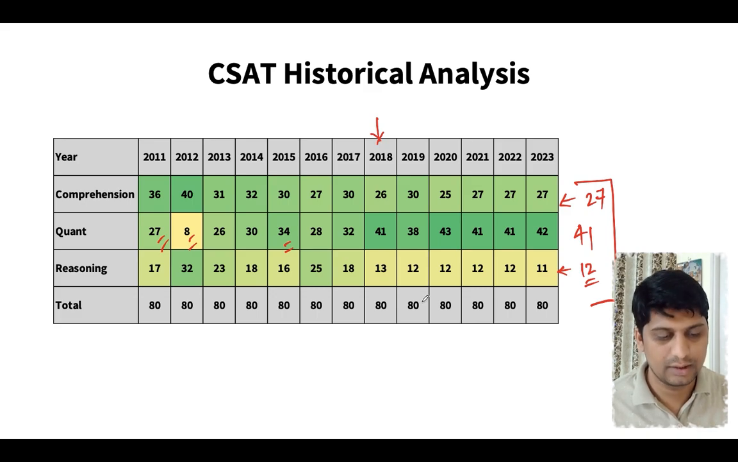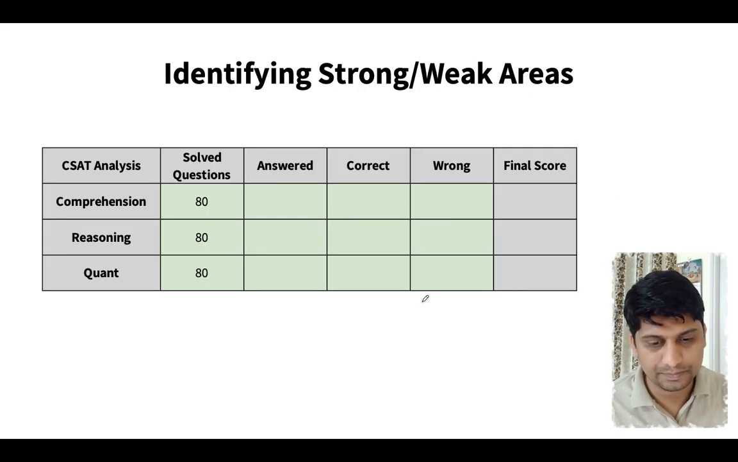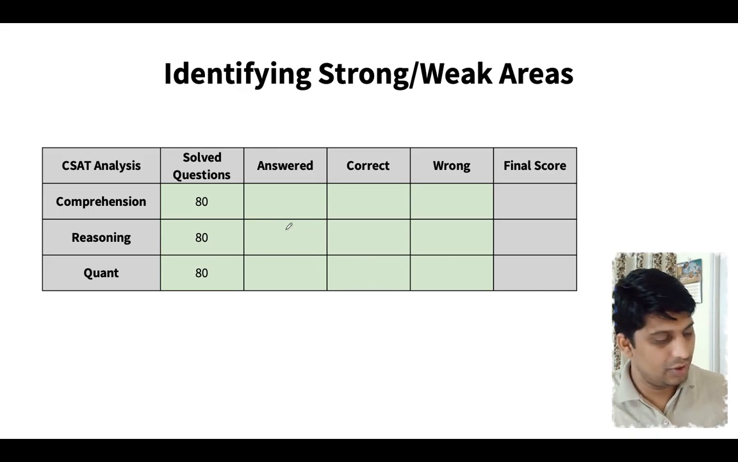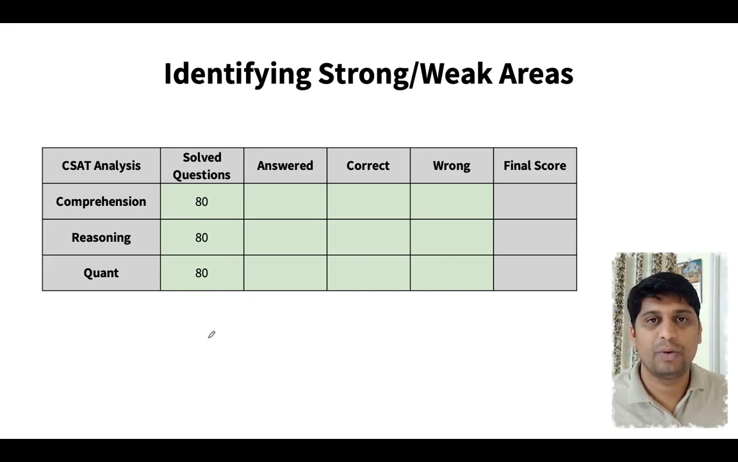So for that, what you should do is solve, let's say, 80 questions from each section: 80 questions from comprehension, 80 from quant, and 80 from reasoning.